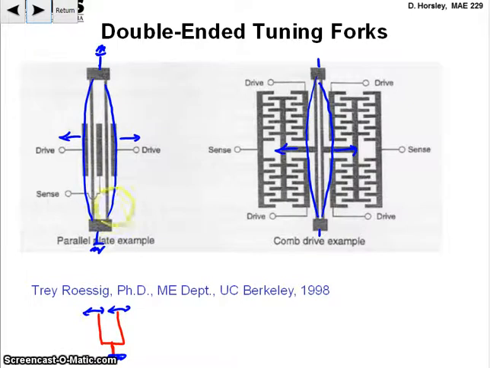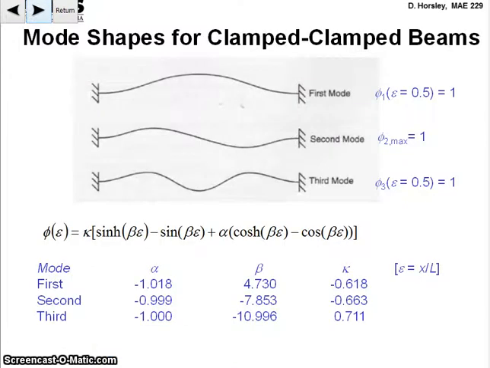Now we can treat each of these tines of the tuning fork as being a clamp-clamp beam. And if we look at a clamp-clamp beam, these are the mode shapes here. The first, second, and third modes look like this. And it turns out they're described by this function. This is phi, and what is shown as epsilon here is what I called x bar. So it's the normalized x-axis coordinate. So epsilon is x divided by the length of the beam. These phis are the mode shapes. Phi1, Phi2, and Phi3 are the mode shapes for the first, second, and third mode.